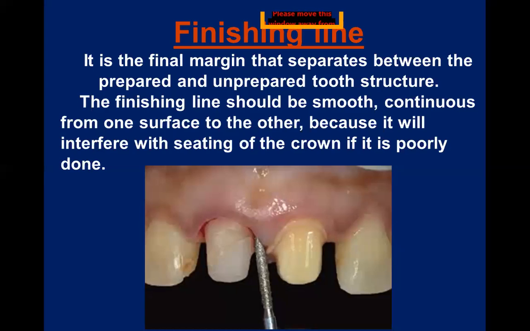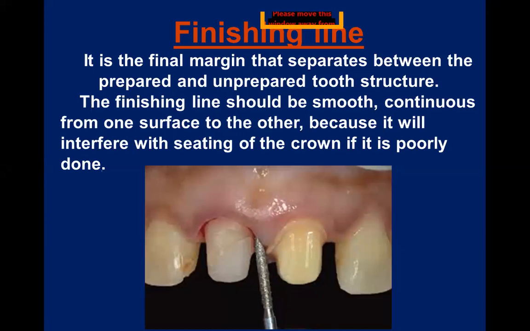So if you look at the picture, you will see that one of the teeth, the right one, has a clear finishing line. It is smooth, it has no irregularity, and it is continuous from the labial to the proximal and so on until it reaches the lingual. While the other one, in our vision, we are not going to see any demarcation.